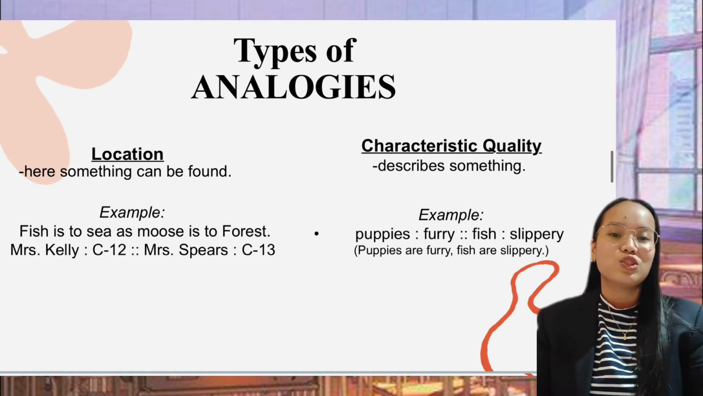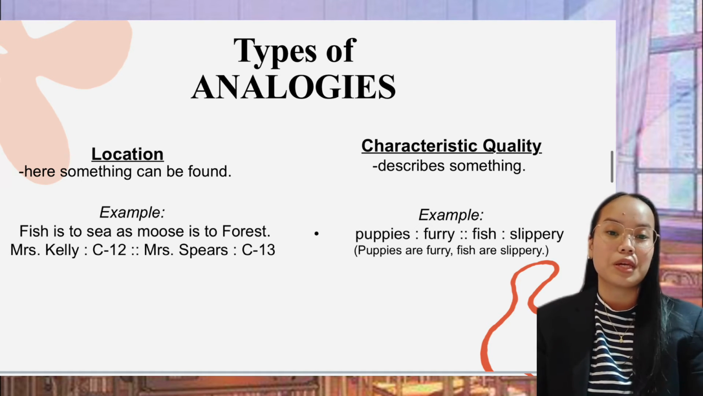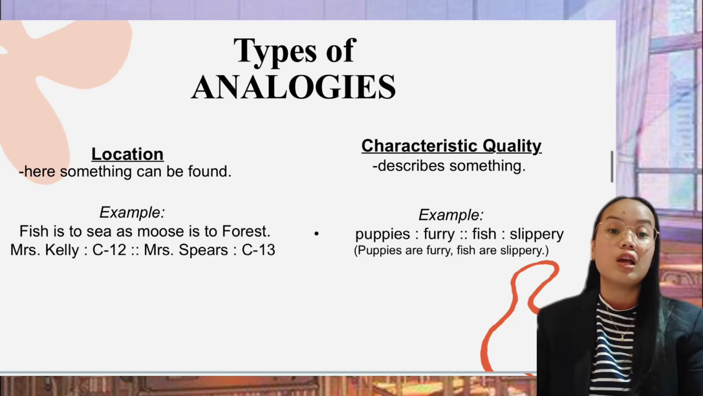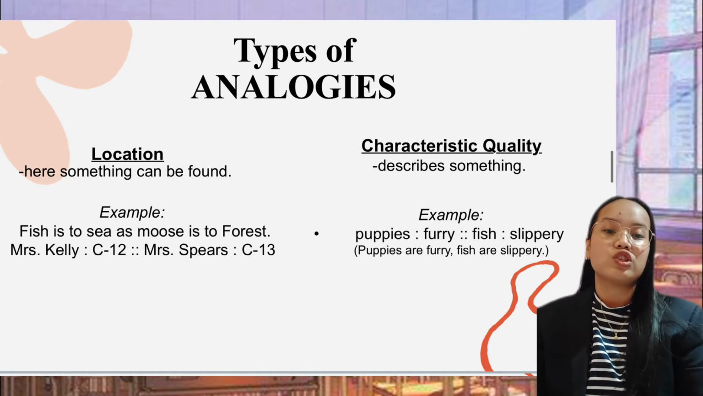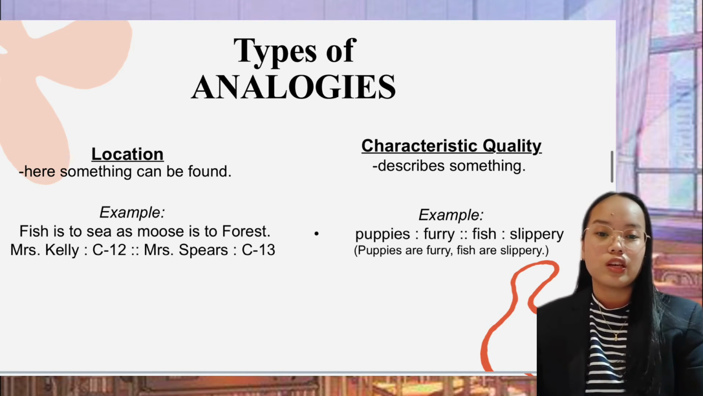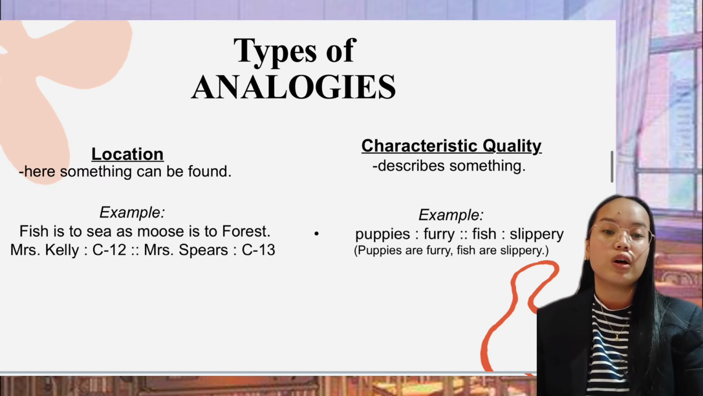The next type of analogy is characteristic quality. In this relation, it describes something, or these are the analogies that check for understanding about a certain characteristic. For example, puppies is to furry as fish is to slippery. One characteristic of puppies is being furry, and as we all know, fish are slippery.